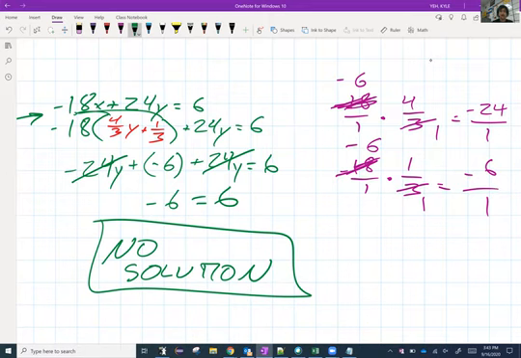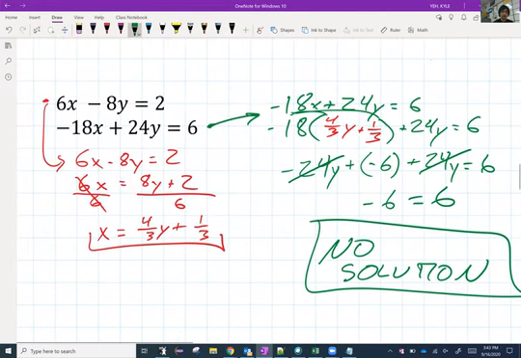So how does that look algebraically? If we get something that makes no sense whatsoever, negative 6 equals 6. No, it doesn't. If we get something that makes no sense whatsoever, then it's no solution. Those are parallel lines. And we could get them in slope-intercept form and try it.